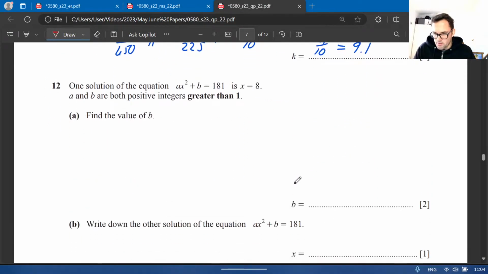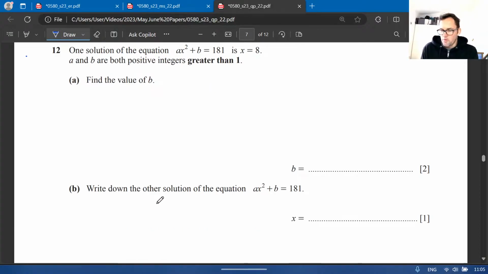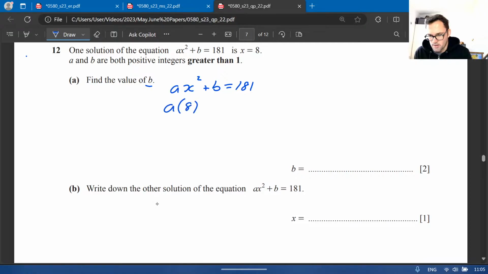Let's move on to question 12. Right, question 12 is something a bit new, a bit confusing. They say find the value of b. I mean, we can overthink this, but let's just do what we can. We got to write down the equation. They tell us x could be 8, so let's put an 8 where the x is. That will give us 8 squared, 64. So that means we've got 64a plus b equals 181.